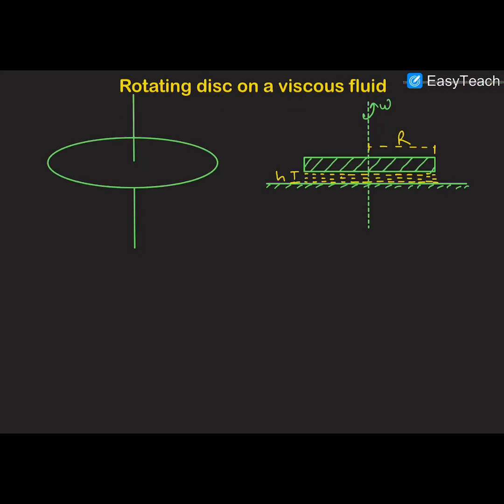Okay, now guys, in the next video we'll be discussing the same thing, but in a different scenario, in which we would give some initial angular velocity to a disk which is kept on a liquid, on an oil layer, and then we will find out the angular velocity as a function of time.